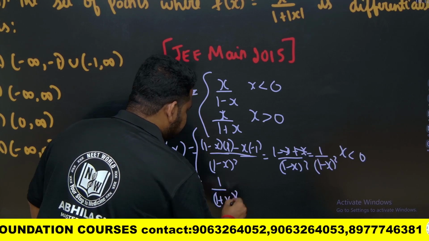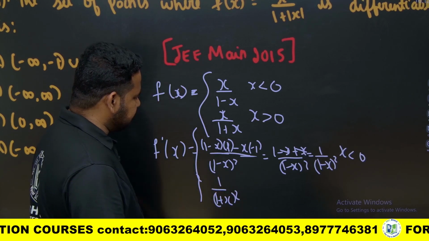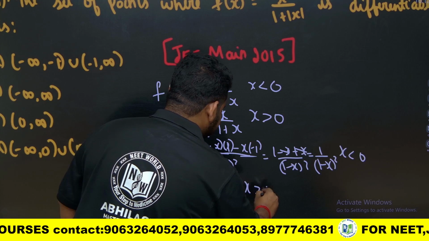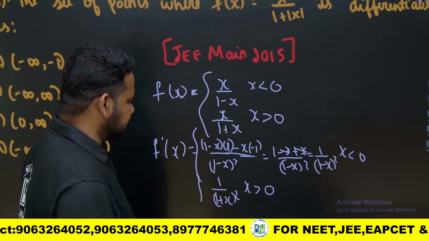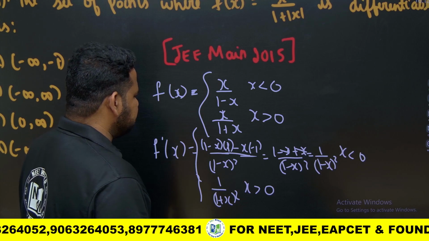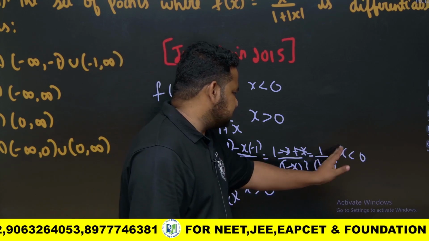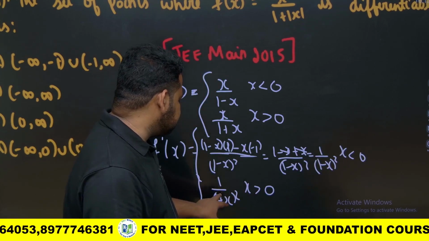This is what I get if I differentiate this. Directly I am writing, this is what I get if I differentiate this. For x greater than 0, 1 by 1 plus x, if I differentiate this, I will get it if x is greater than 0. So you have to understand that for x less than 0, this is what we are getting. For x greater than 0, this is what we are getting.